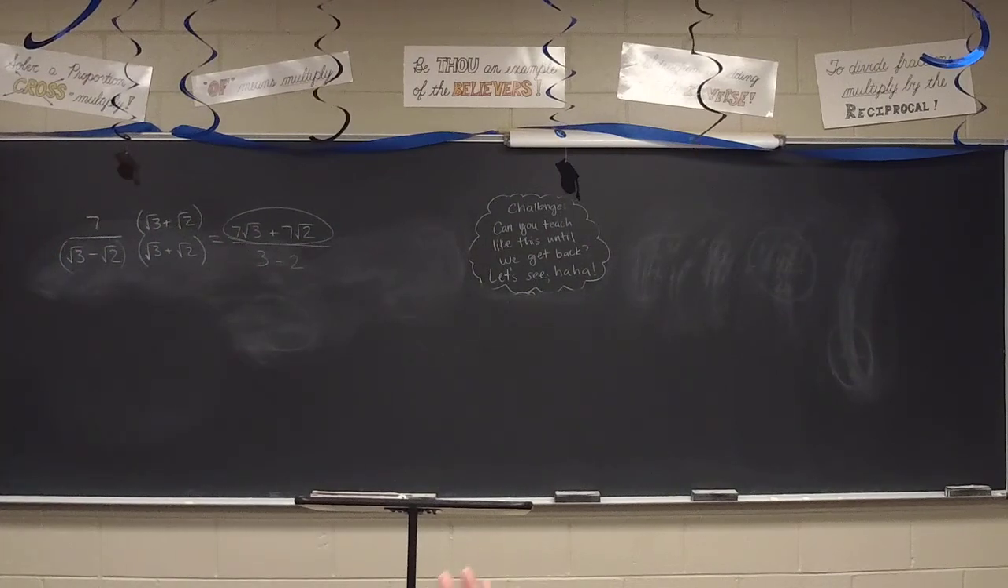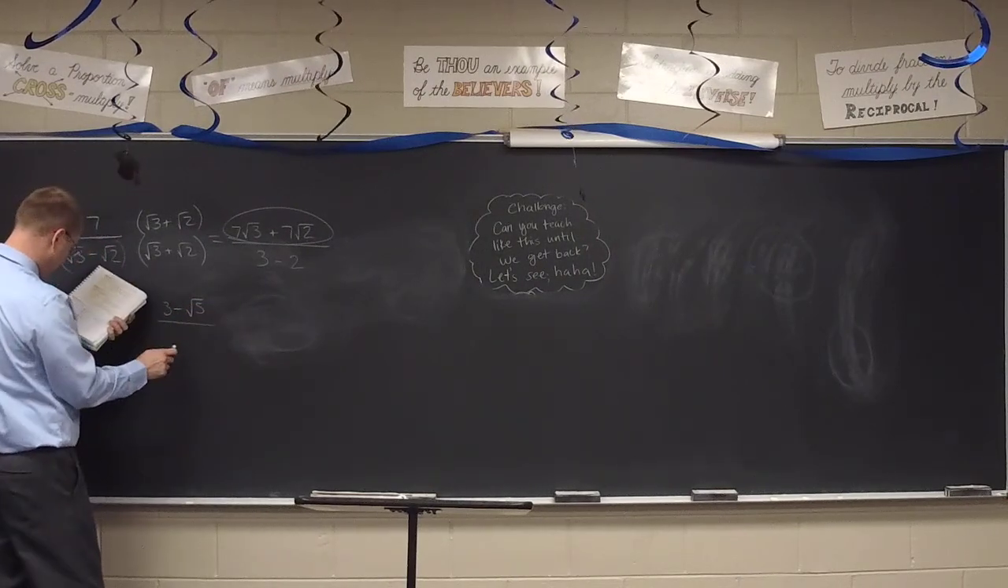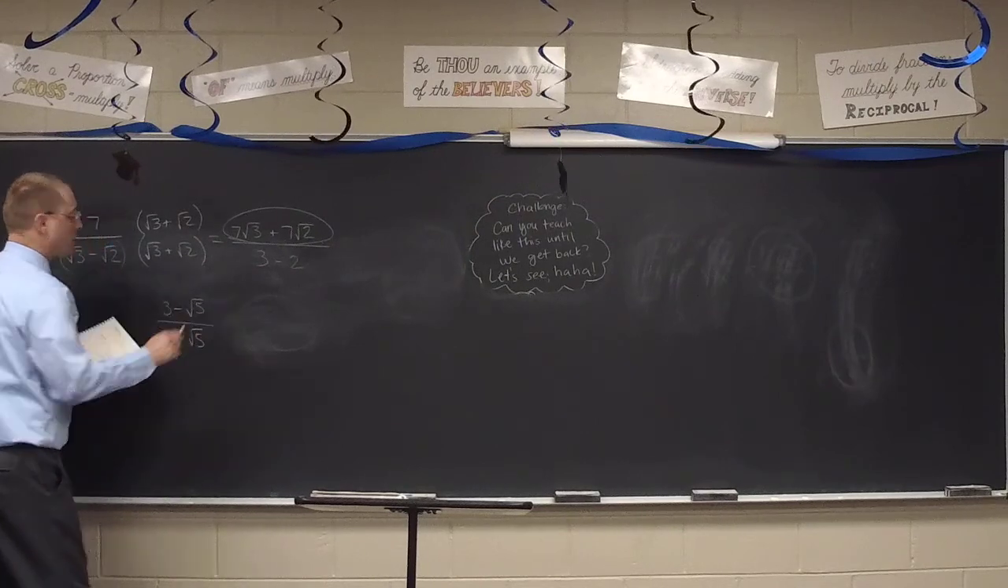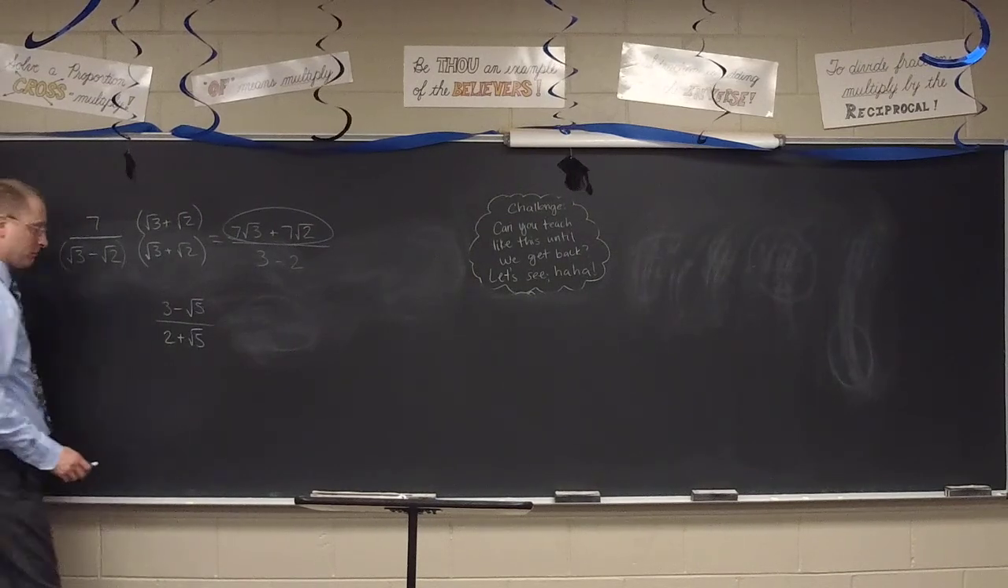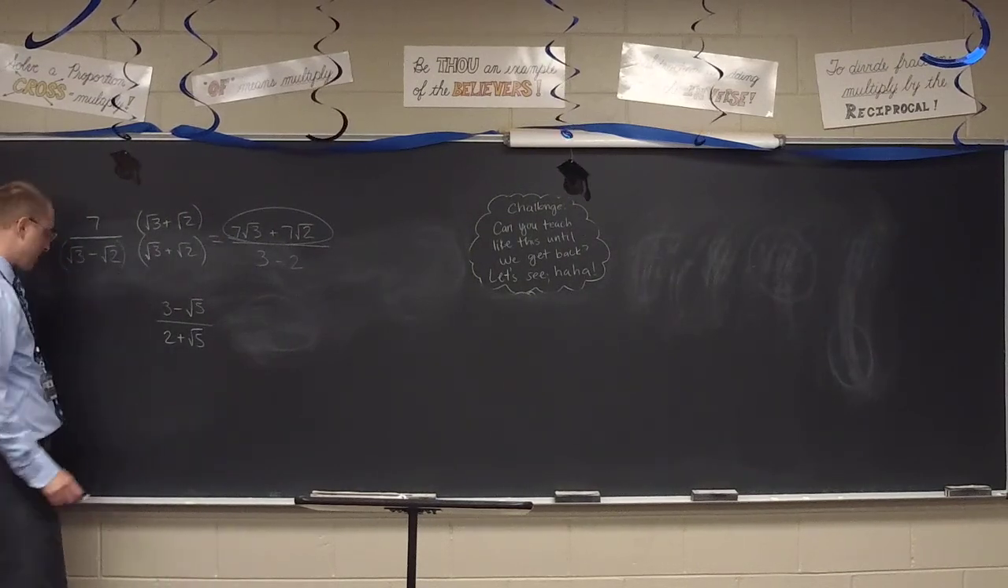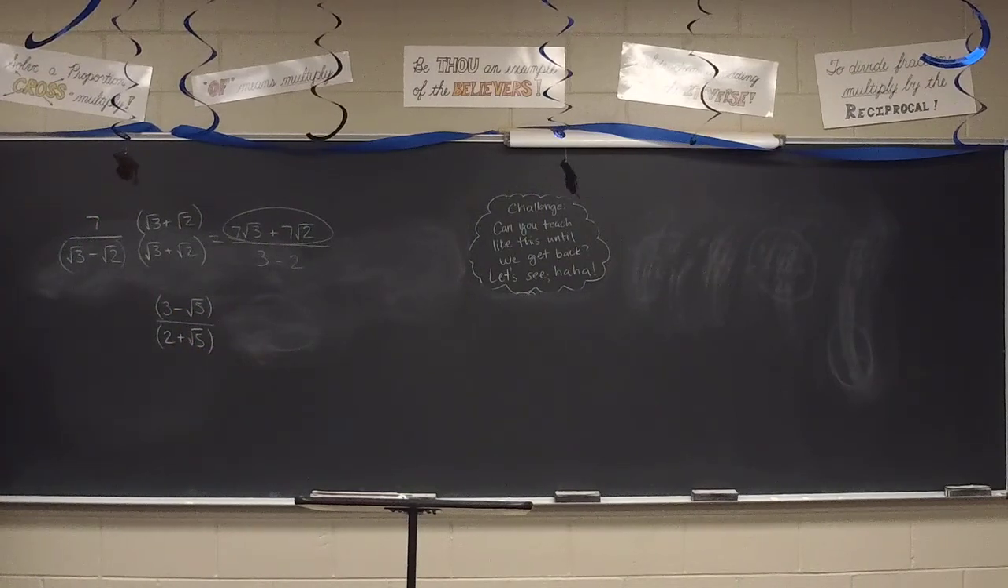How many had this? Number 6. Questions? Let's take a look at number 11. We had 3 minus the square root of 5 over 2 plus the square root of 5. And Adam, what do we need to do? You need to multiply. Class, help him. You need to multiply by the conjugate. What is the conjugate, Adam? 2 plus the square root of 5.